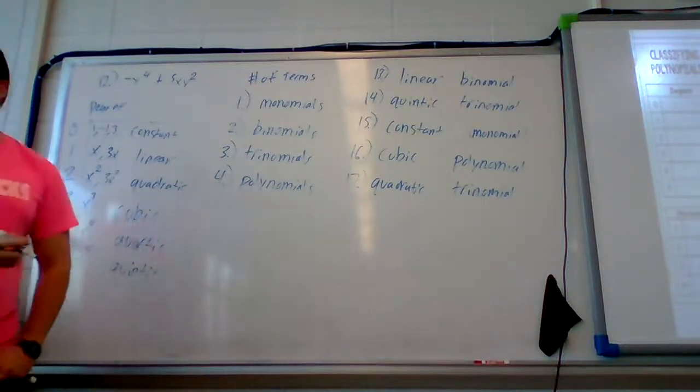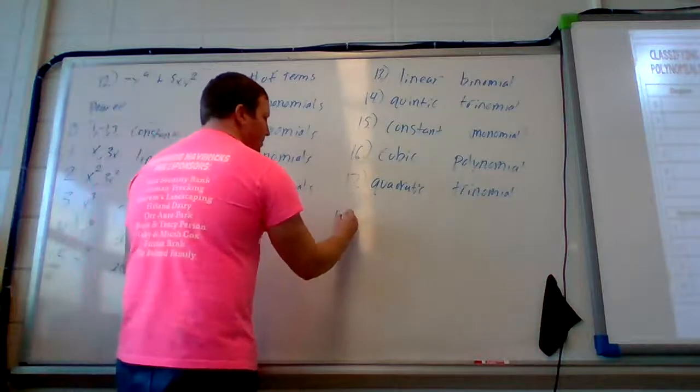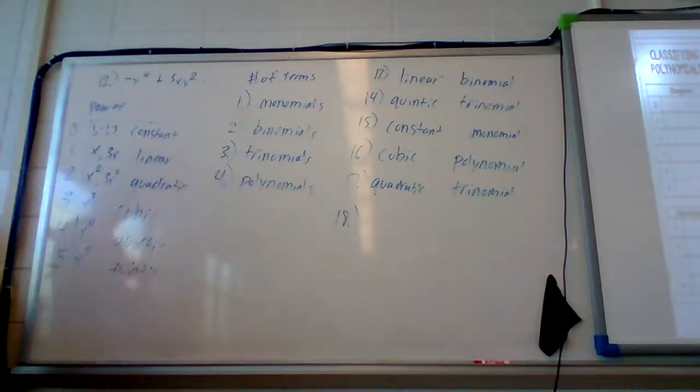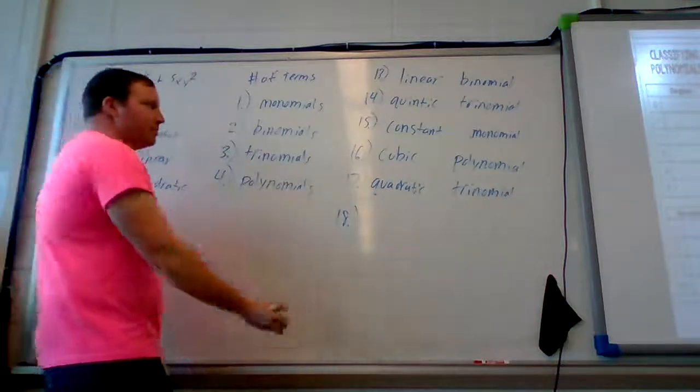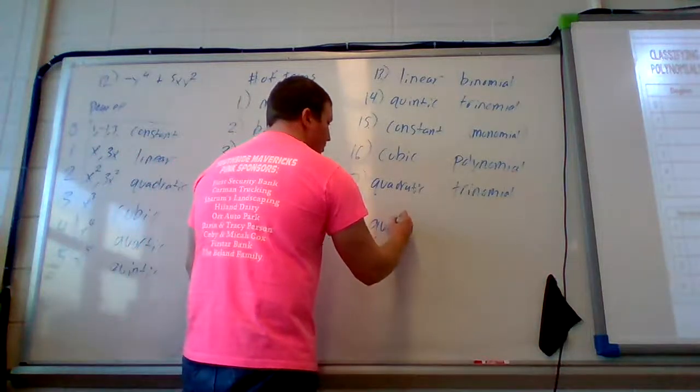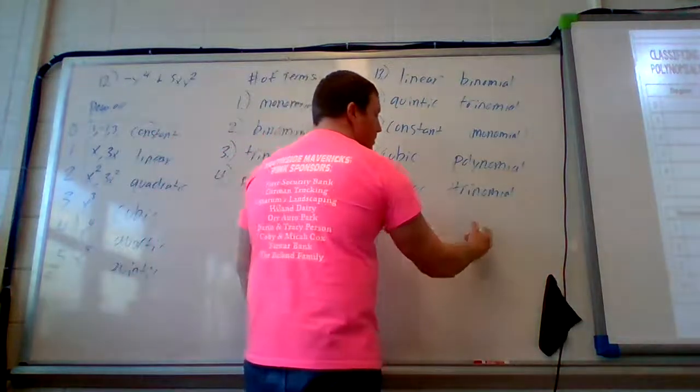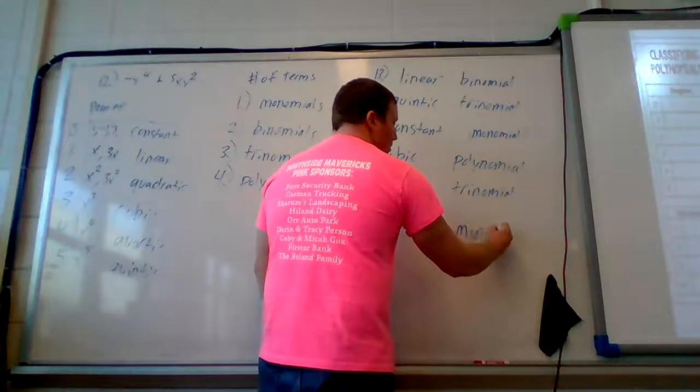And then our next one, number 18, we got x to the fourth, which is our quartic. And it's just the x to the fourth, so it is a monomial.